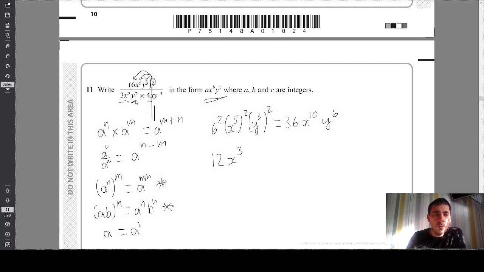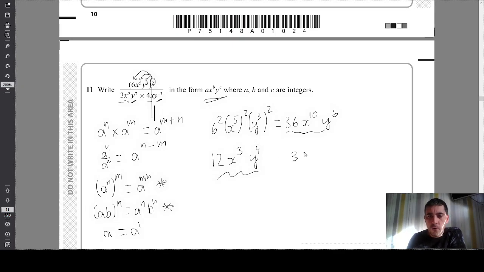And last bit, y to the power of 7 multiplied by y to the power of negative 3. So we treat it as multiplication and add the indices, but if it's negative we just subtract 3 from 7. So the result will be y to the power of 7 minus 3, which is 4. So now we've got our numerator and the denominator.